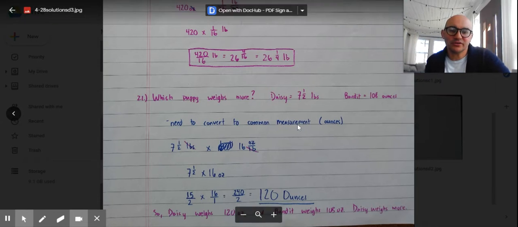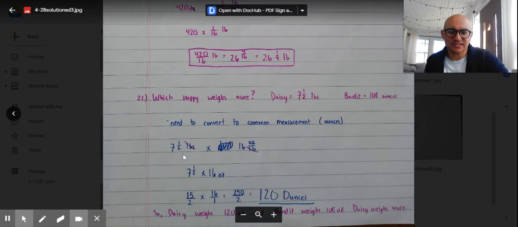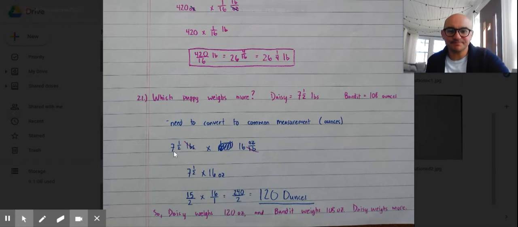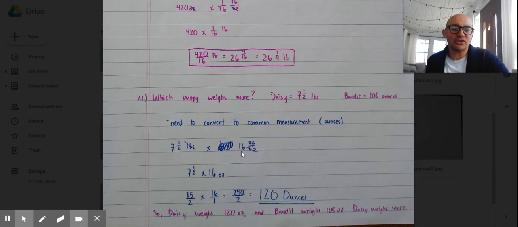However, the problem that we run into is that Daisy's measurement is 7.5 pounds. Okay, makes sense. Bandit's measurement, though, is 108 ounces, so they have different units, and so we need to convert to a common unit or common measurement. I'm going to convert them to ounces. That was my choice. You could convert them to pounds as well. I just chose ounces. So the only puppy's weight I need to convert then is Daisy's. She's in pounds. I'm going to convert her to ounces. So 7.5 pounds multiplied by my unit rate, 16 ounces per pound.